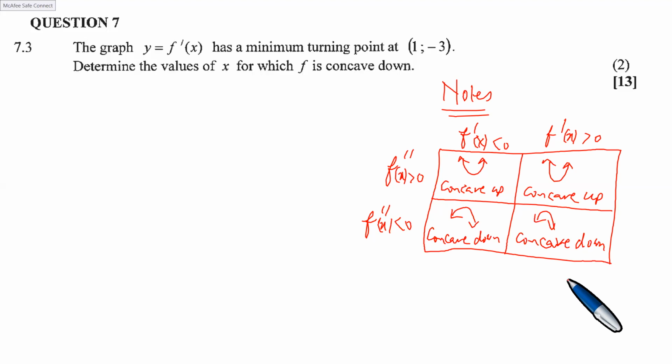What is the examiner saying? f is concave down. So if f is concave down, they are speaking about the fact that the second derivative of x is what? Is negative. So it's concave down. But you need to determine the values of x for which f is concave down.